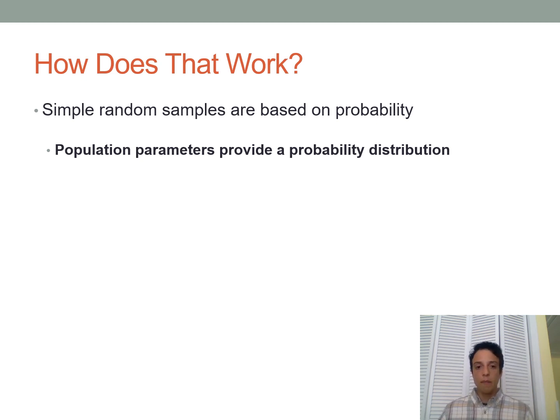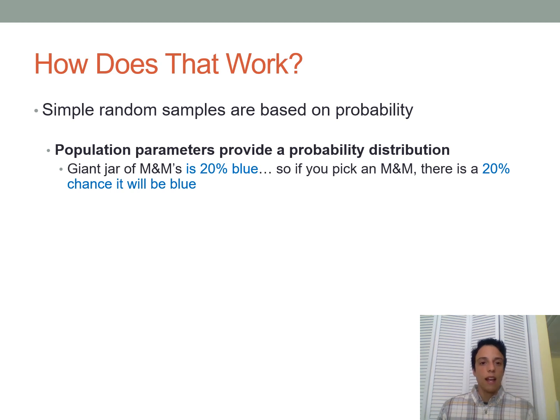If you have a bag full of M&Ms, or a giant jar full of M&Ms, and that giant jar full of M&Ms is 20% blue, there's going to be a 20% chance that any single M&M you pick is going to be blue. And so whatever your population is, where a population is just some set of things or people you're interested in, whatever the makeup of that population is going to determine the probabilities of the characteristics of any single member that you pull out of it.